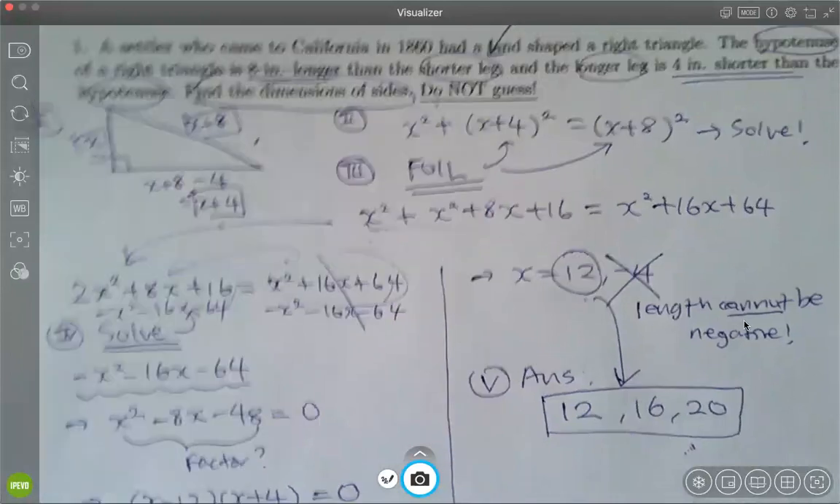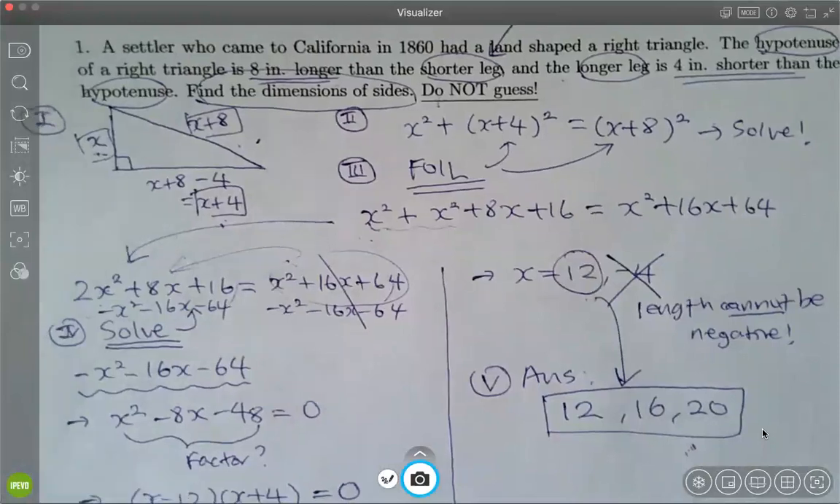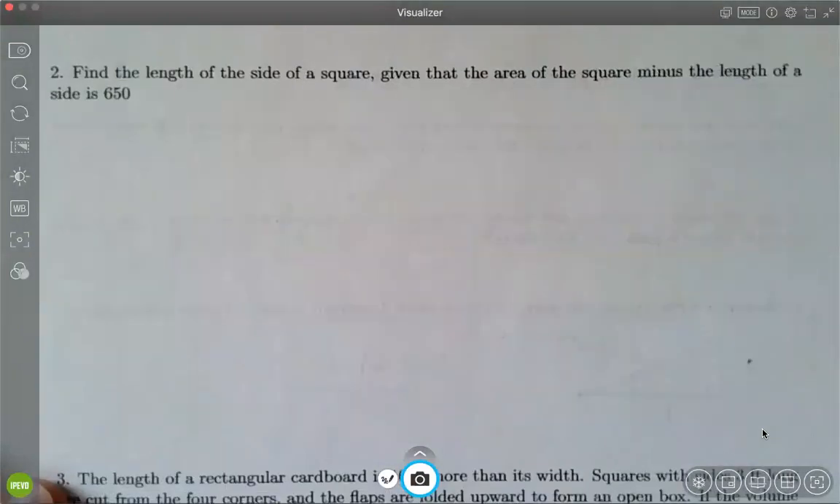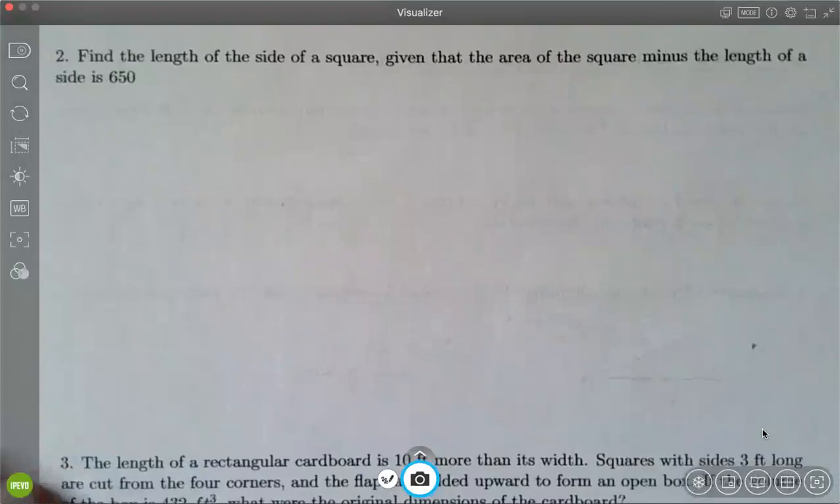Can I go to the next page? Okay, so now if you thought this number 1 was ugly, now look at this problem. So it looks like a fairly easy problem, but you will see that this problem is weirder than number 1. Now, find the length of the side of a square given that the area minus the length is 650.